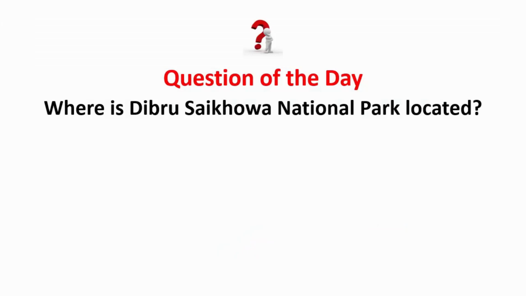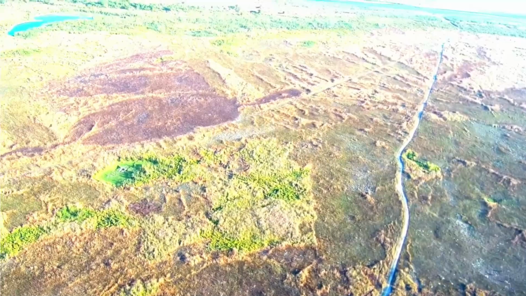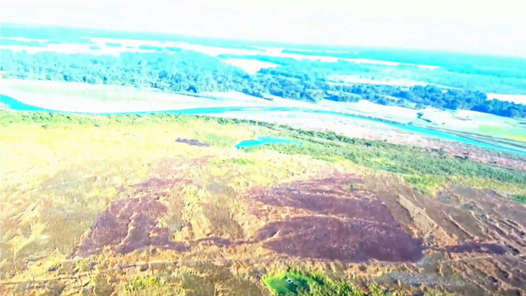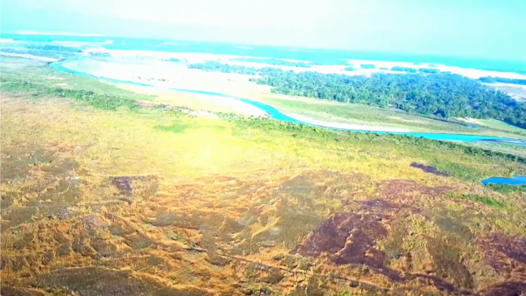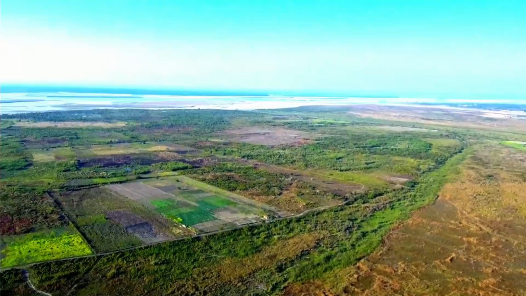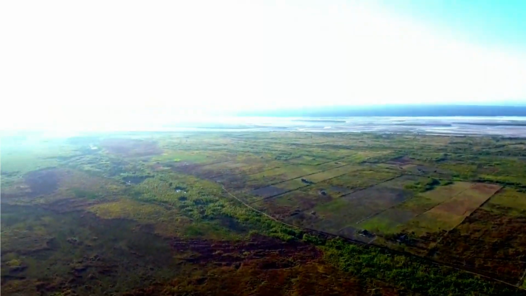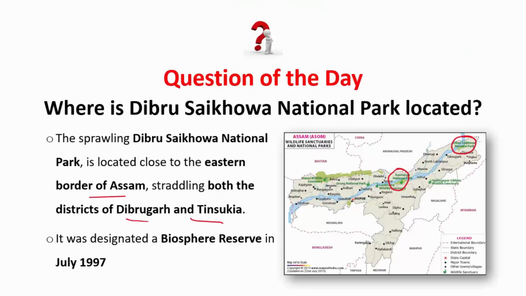Now let's start. So we shall start our day with the question of the day from yesterday's session. I asked you about where Dibru Saikhowa National Park is located. It is one of the most famous national parks, located in the northeastern part of India, close to the eastern border of Assam, between the districts of Dibrugarh and Tinsukia. If you see the map of Assam, as you can see here in the image, this is the famous Kaziranga National Park, and at the most eastern border between Assam and Arunachal Pradesh, you will find Dibru Saikhowa National Park, right? It was designated as a Biosphere Reserve in July 1997.